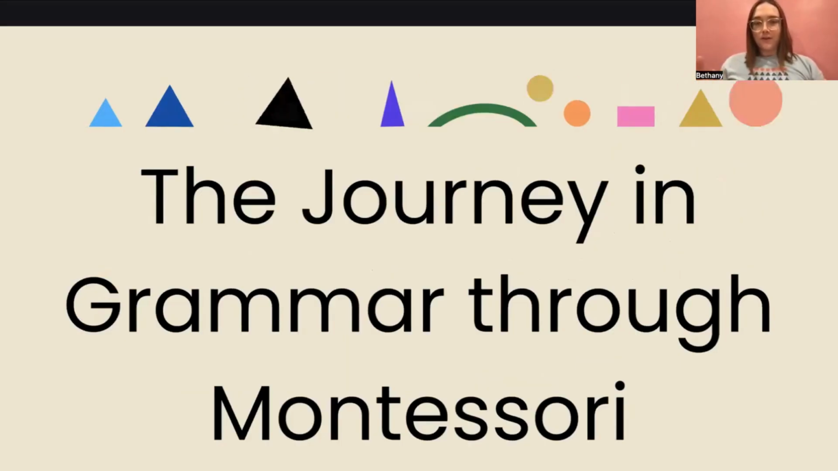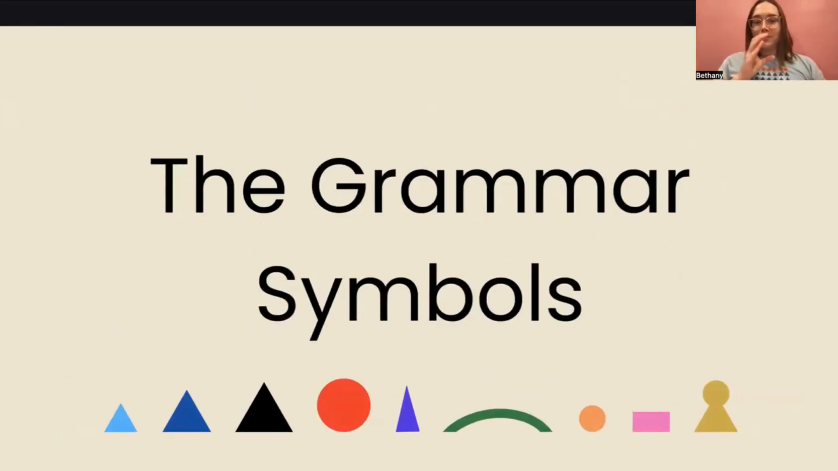The first one is the grammar symbols, personally my favorite work, like I've already said, but I'll briefly go through them. I know we're probably all Montessorians here, but on the off chance it's your first year teaching, I'll just go through and say the symbols. The small light blue triangle represents the article. The medium dark blue triangle represents the adjective, which describes the noun. The black triangle represents the noun, which is a person, place, thing, or idea.